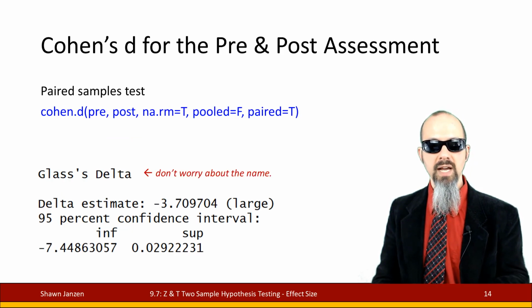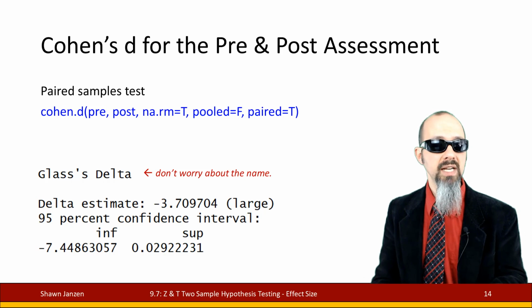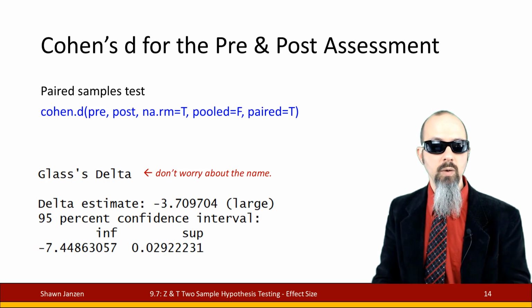So let's see how Cohen's D can work for the pre and post assessment example that we did. This is the one where we had some student data and we were trying to see how they did before with a pre-test and a post-test.